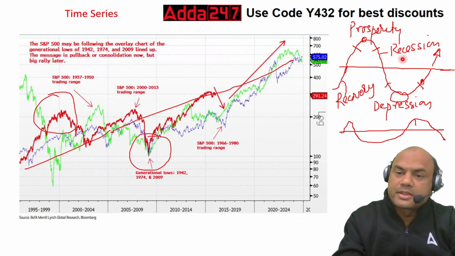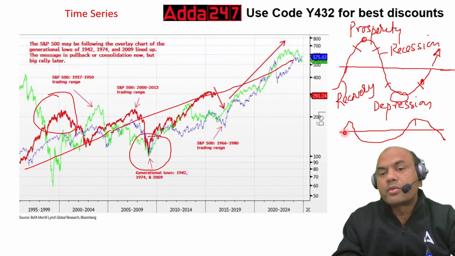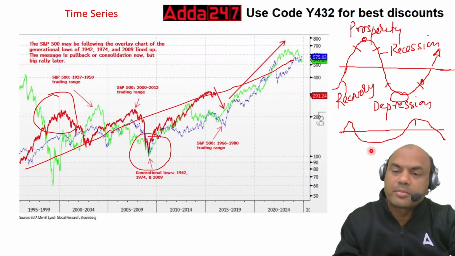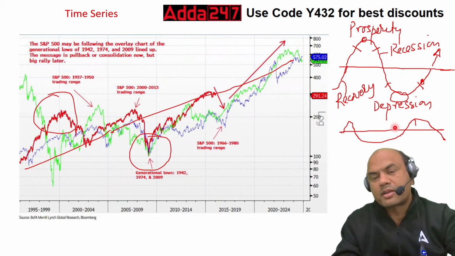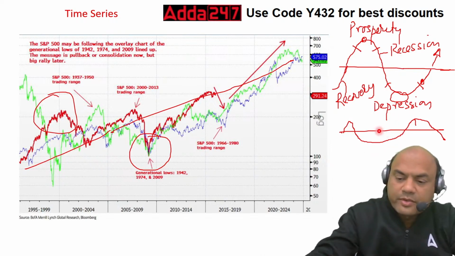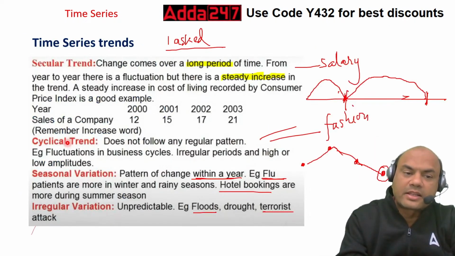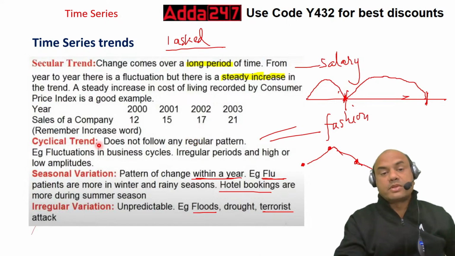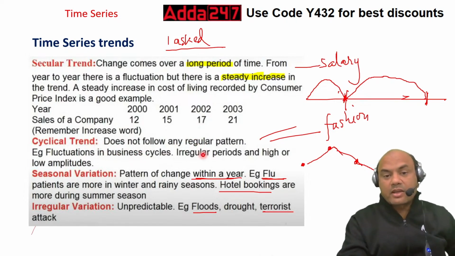But the problem is you can't say up to what time this prosperity will be there, up to what time this recession will be there, depression will be there. You can never predict. So that's why these cyclical trends don't follow any regular pattern. Fluctuations in the business cycle, right? Irregular periods and high or low amplitudes.